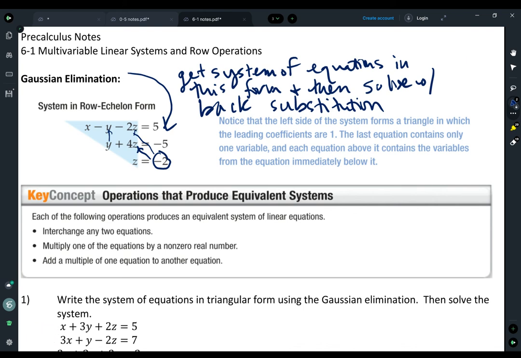So basically this form is called row echelon form. And I always point out that it makes a nice fancy triangle. The other thing we notice is the first row has a 1x, the second row has a 1y, and the third row has a 1z. And you'll see that instead of equations, I'm referring to them as rows.